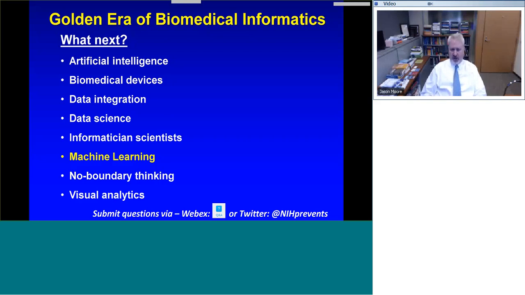The idea of informatician scientists is an idea that I've been pushing, that informaticians are in a perfect position to have an impact on biomedical research because we can look across data sources, information sources, knowledge sources, and integrate all of that information to ask more impactful scientific questions. I'm going to talk today about machine learning, which is becoming a very, very hot and accessible area. No boundary thinking is again this idea that informaticians can look across knowledge sources, across different disciplines, to ask more impactful questions that might be missed by people only familiar with their specific literature. And visual analytics, which if there's time, I'll say a few words about at the end.